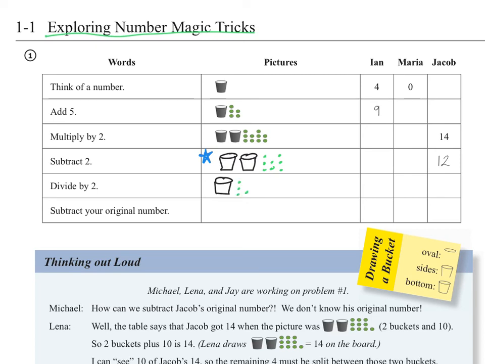And then the last step says to subtract your original number. Our original number was just a bucket, right? We don't know what that number was. So if we subtract a bucket, all we're going to be left with is 4 dots.